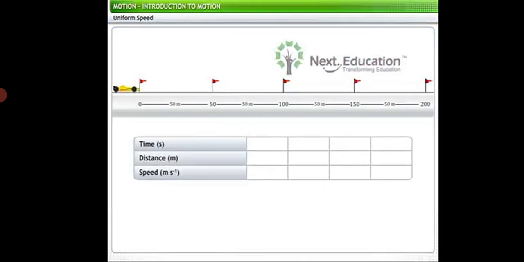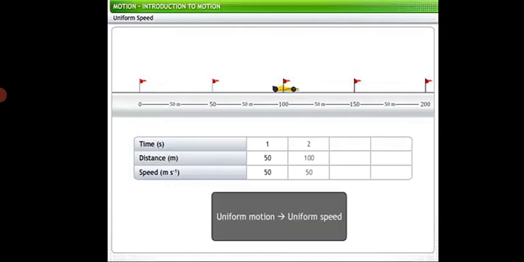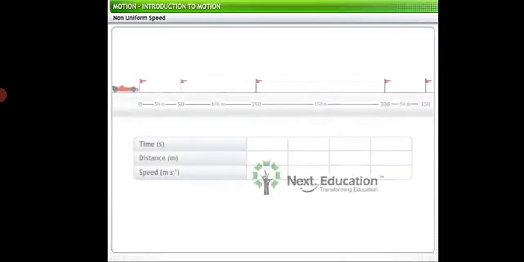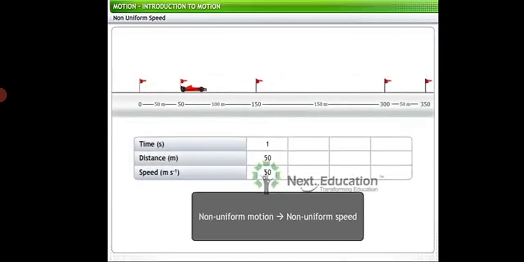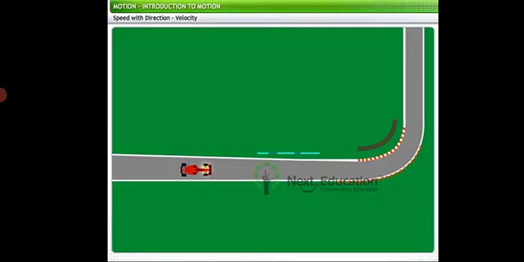Like motion, speed can be uniform or non-uniform. Thus, an object in uniform motion has uniform speed and an object in non-uniform motion has non-uniform speed. If you rearrange the formula for speed, you can determine the distance covered in a given period of time at a given speed.